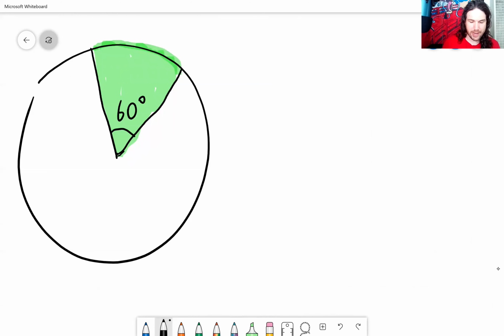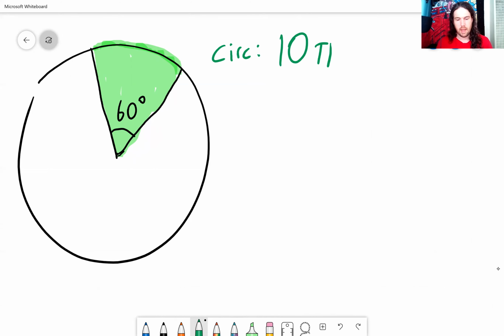And let's say the radius of this circle is, actually no, let's say we know the circumference. The circumference of the circle is 10 pi. And we want to know the area of the green sector.